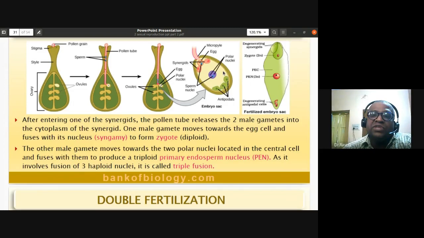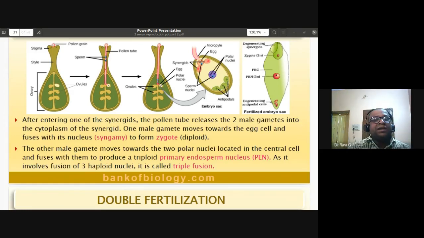This double fertilization is unique to angiosperms. You notice that only in angiosperms is this double fertilization seen. So what you have to remember is, see here, a compatible pollen grain falls on the stigma. The pollen grain germinates to produce the pollen tube. The pollen grain contents enter into the pollen tube.